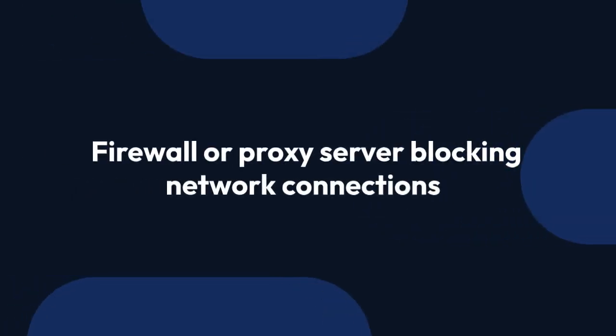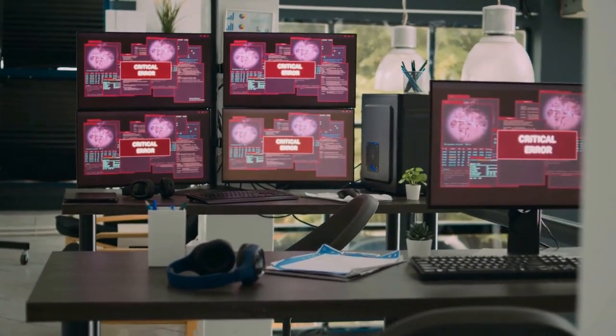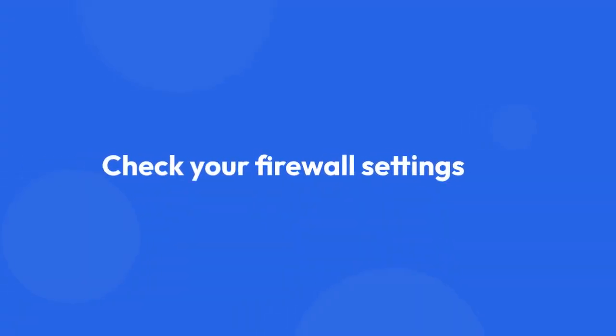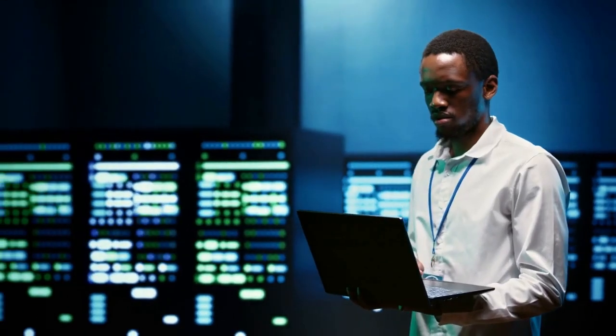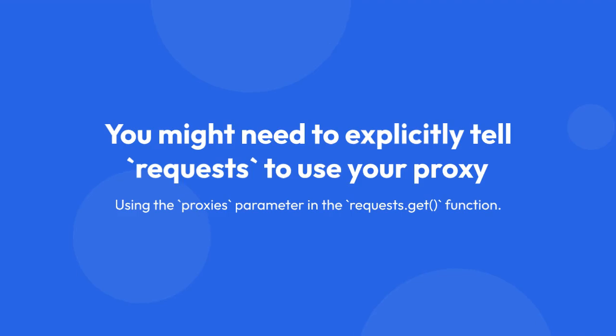2. Firewall or proxy issues. Firewalls or proxy servers can block network connections. If you're behind a firewall or using a proxy, ensure that it's allowing connections to the target domain. Check your firewall settings to see if it's blocking the connection. If you're using a proxy, make sure your proxy settings are correctly configured in your Python code or system settings. You might need to explicitly tell requests to use your proxy, for example, using the proxies parameter in the requests.get function.